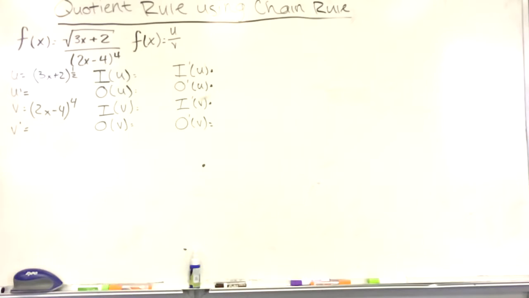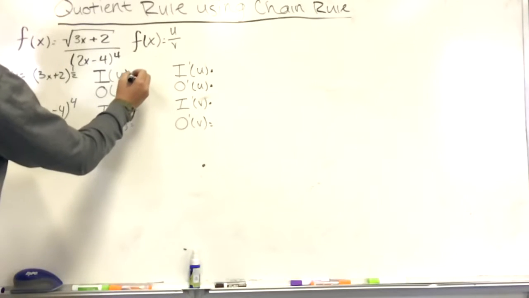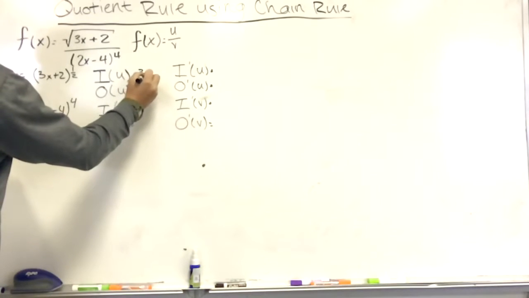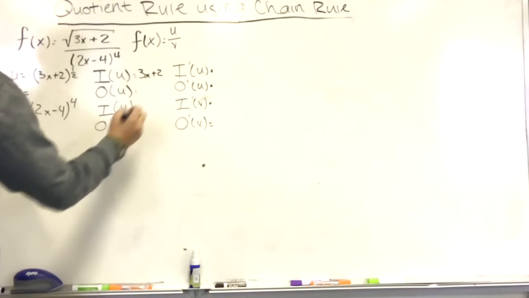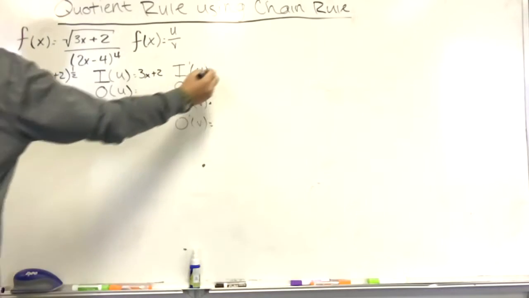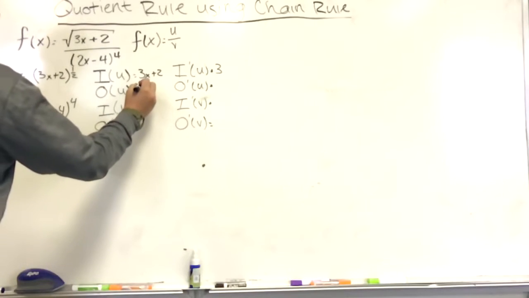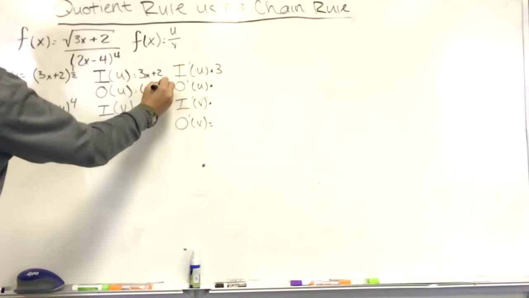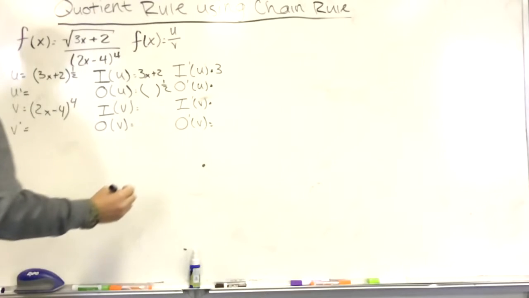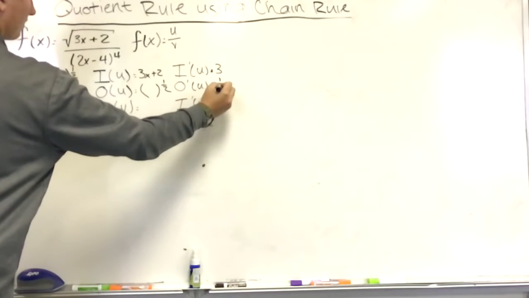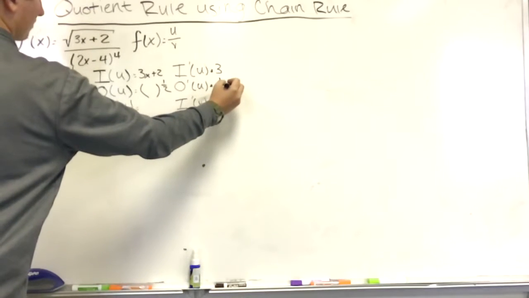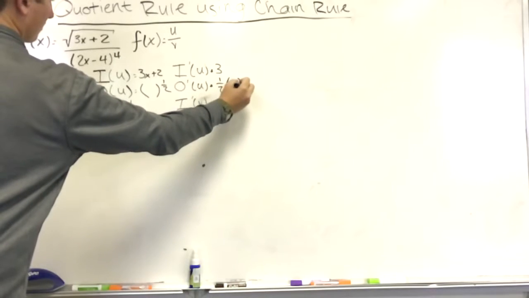Now, after we find u and v, we have to find the insides and outsides of each of them. So the inside of u would be whatever's inside those parentheses, which is 3x plus 2. Now the derivative of that is 3. Now we're going to find the outside of u. It's going to be the parentheses to the 1 half. And the derivative of that will be 1 half times the parentheses to the power of negative 1 half, because 1 half minus 1 is negative 1 half.